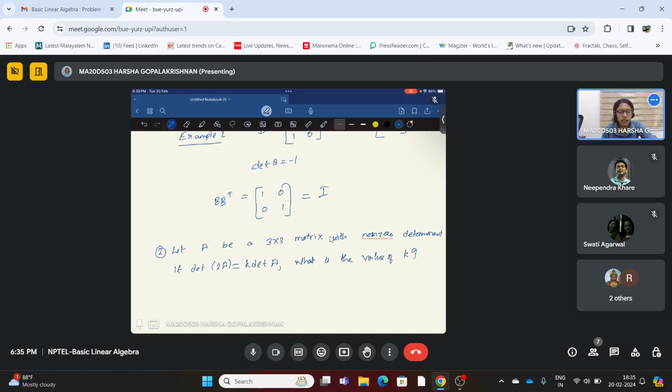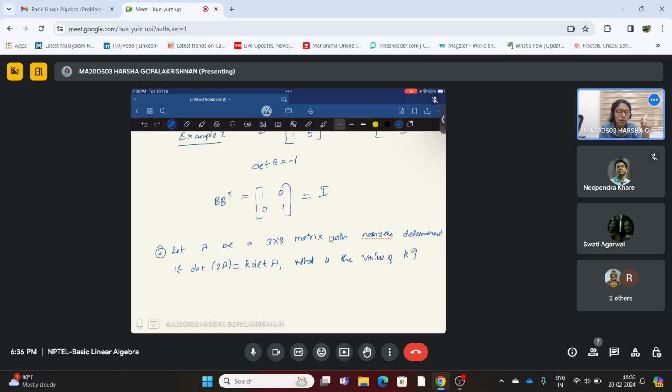So it is given A has non-zero determinant and determinant of 2A equals k times determinant of A. So if we multiply 2 with A, it gets multiplied to all the rows. Yeah, 2A means it is multiplied with each element. That means every row. So we can take 2 common from all the three rows, right? So k will be 2 raised to 3, because it is a 3 by 3 matrix and we have 3 rows.